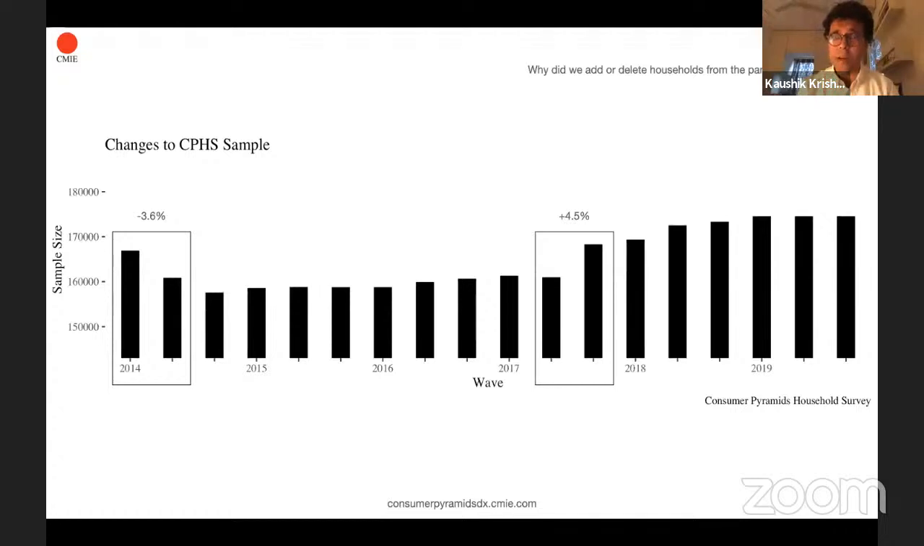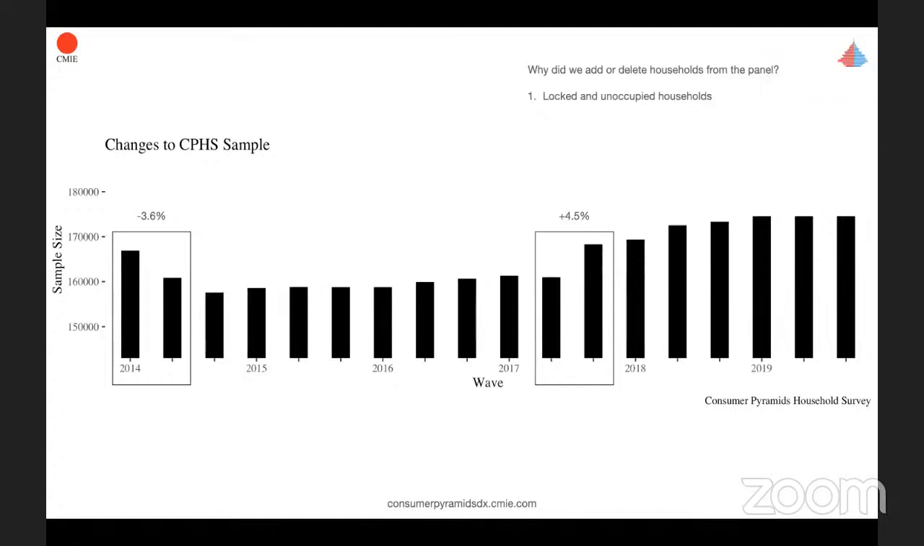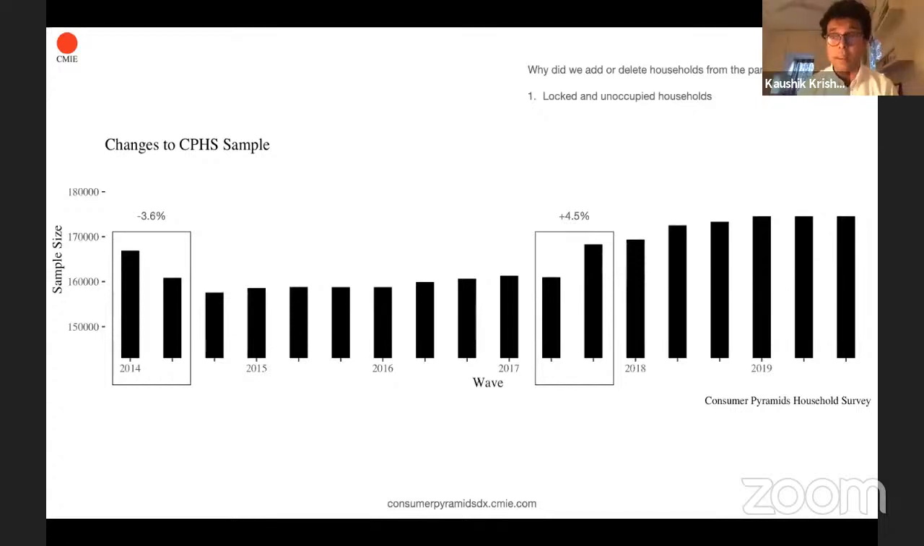Why did we add or delete households at all? Why is this not a perfectly steady line across time? There are a couple of answers that I want to put out there right now at the very beginning, and then we'll investigate some of these answers in some detail. First, you can have locked and unoccupied households. And how do you deal with that in a survey? Second, there can be migration of families. Third, households can go missing. You'll be surprised, but that does happen.